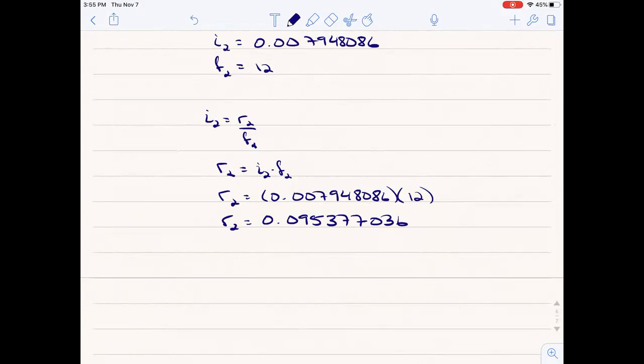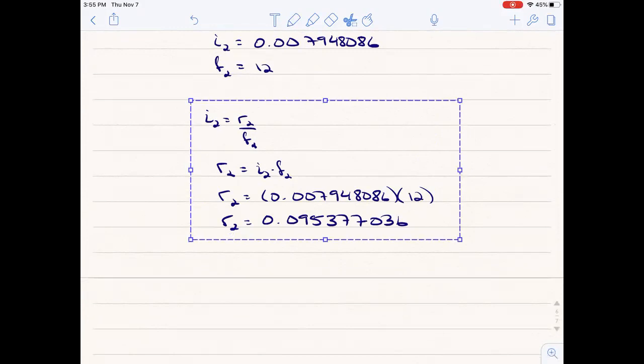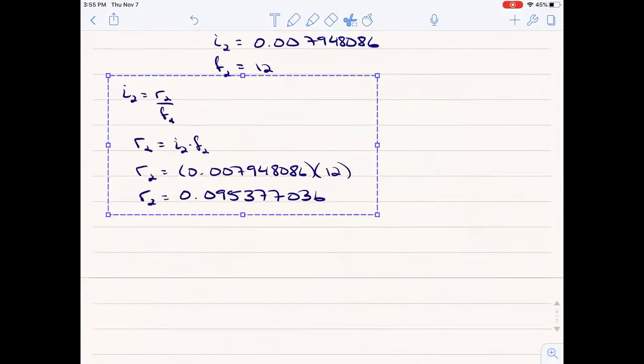And just to have room on this page before I get that page break, I'm just going to scoot this up a line.